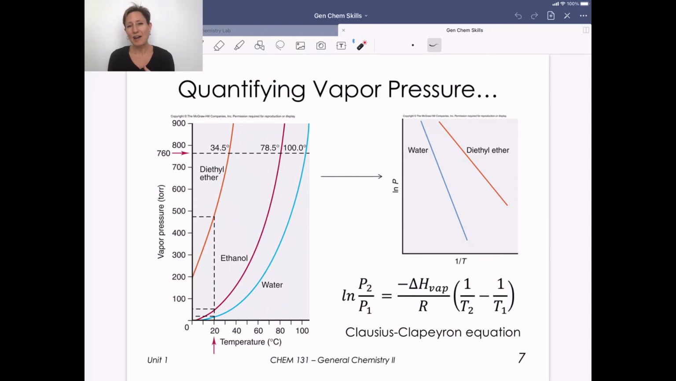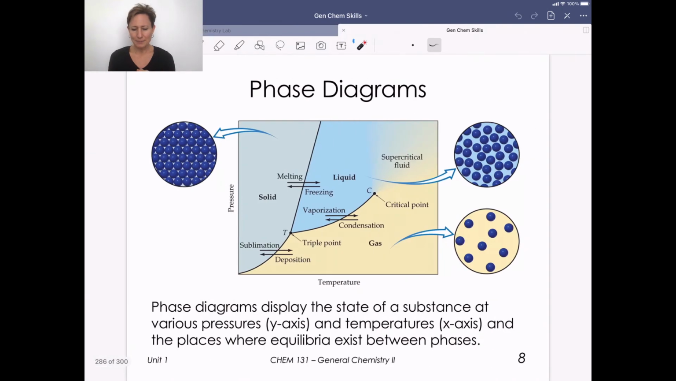Well, you will, on your online quiz, have to know how to use this equation and solve for an unknown. We'll do some problems in class that deal with that. The last little piece from this is a qualitative piece that has to do with understanding how to interpret and think about what we call a phase diagram.